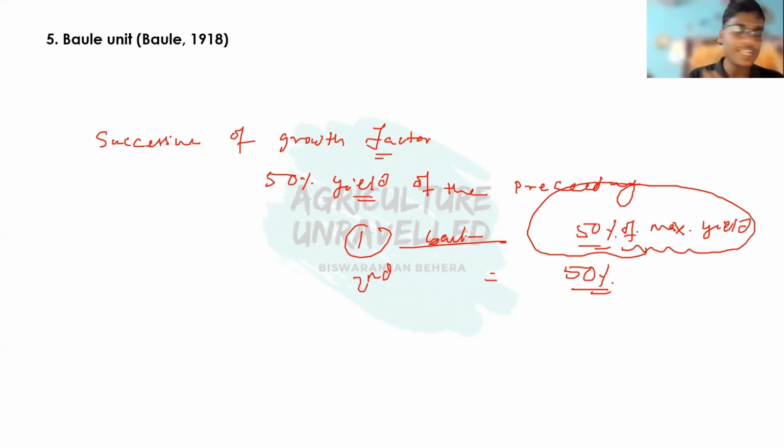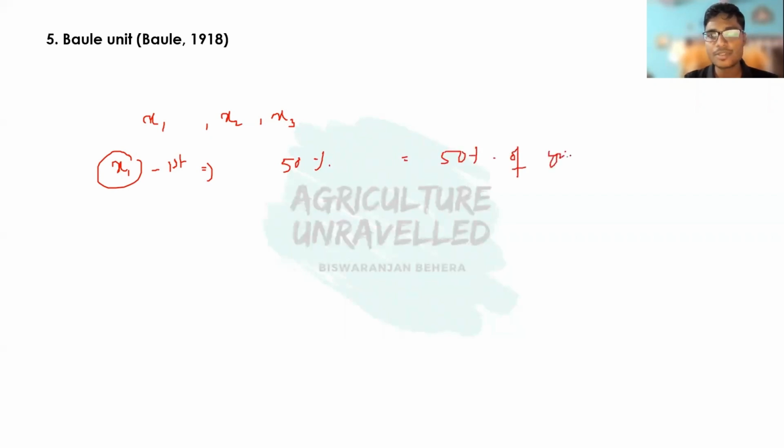So remember the statement that says that the successive increase in growth factor results in a yield increase that is 50% of that resulting from the addition of the preceding unit, until a point is reached at which further increases are of no consequence. Suppose we have three Boule units, that is X1, X2 and X3. When we are applying X1, that is the first Boule unit, then the yield increase will be 50%, that is 50% of the maximum yield will be achieved.